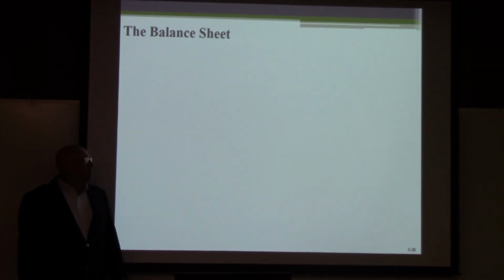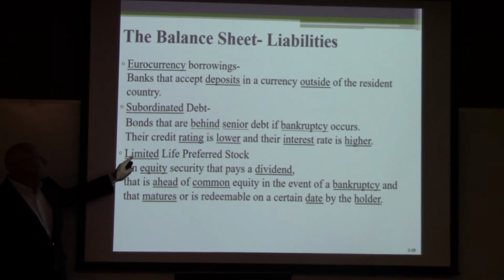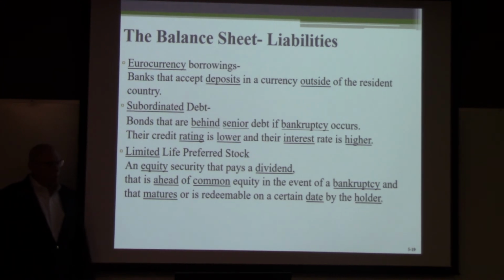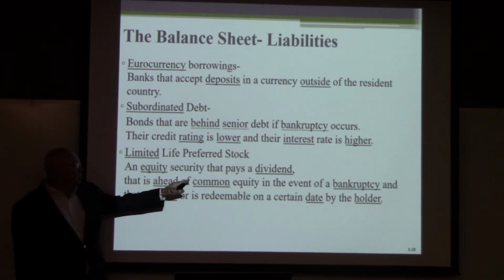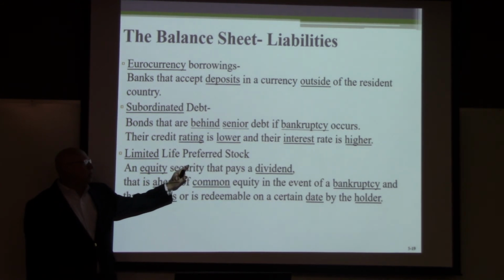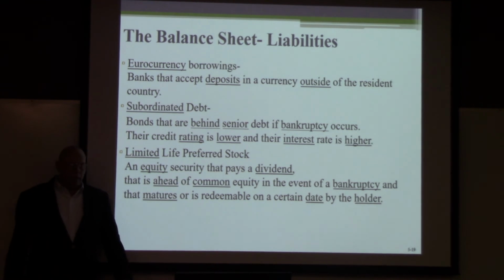All right? So a lot of these trust preferred stocks are out there in the marketplace. Why do people buy them? Because they're safer than common stock, and they pay a yield that is higher than the common stock, but probably not quite as high as the bonds.